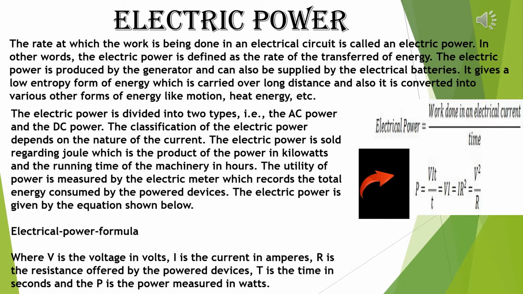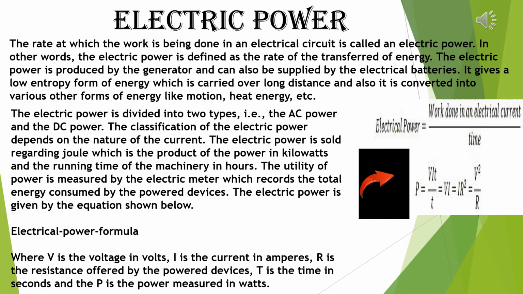Now we are starting electric power. The rate at which work is done in an electrical circuit is called electric power. In other words, electric power is defined as the rate of transfer of energy. Electric power is produced by the generator and can also be supplied by electrical batteries. It carries low entropy energy over long distances, and it is also converted into various other forms of energy like motion, heat energy, etc.